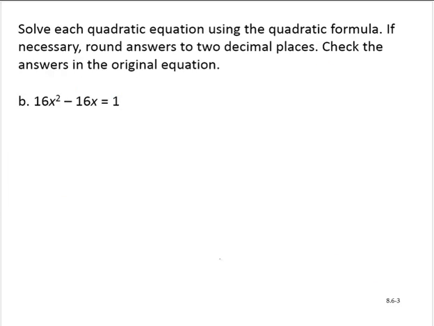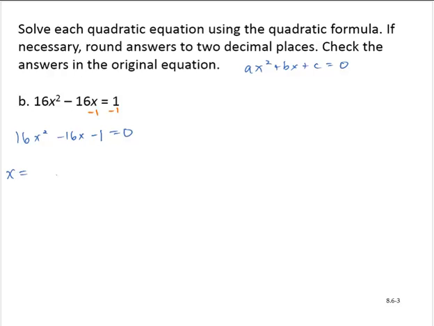In exercise B, we have 16x squared minus 16x is equal to 1. And since we're asked to use the quadratic formula, we want to get the equation in the form ax squared plus bx plus c is equal to 0. So to do that, I will simply subtract 1 from both sides of the equation, yielding 16x squared minus 16x minus 1 is 0. And now I can use direct substitution into the quadratic formula.